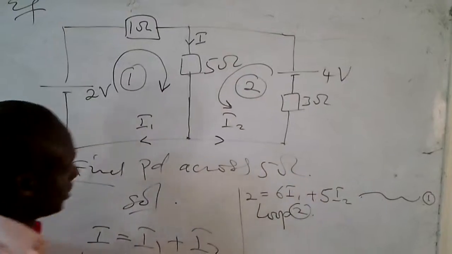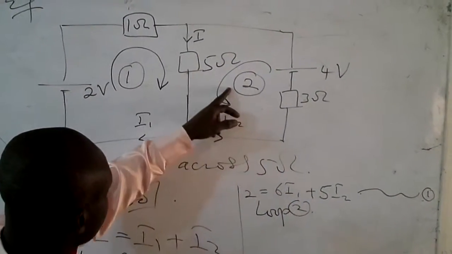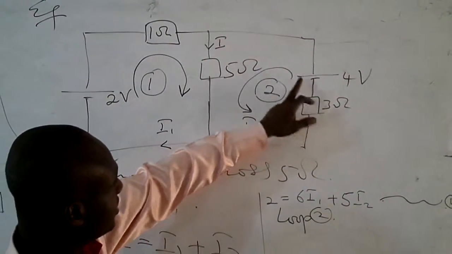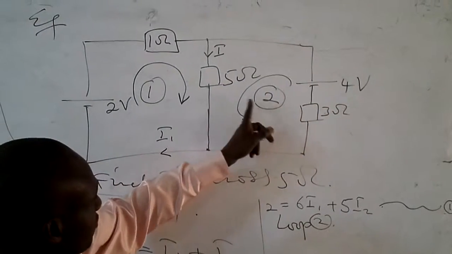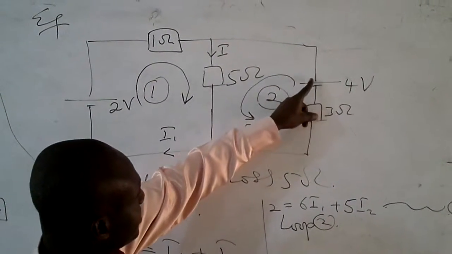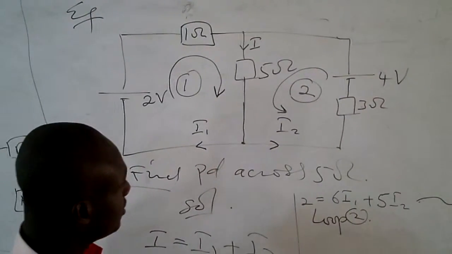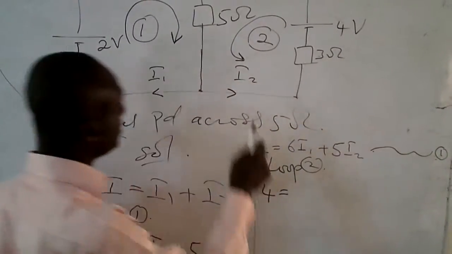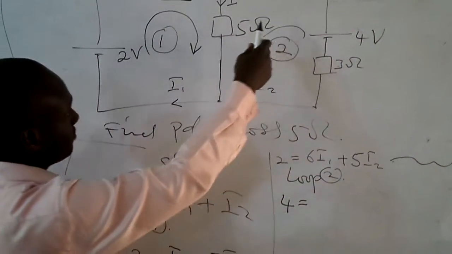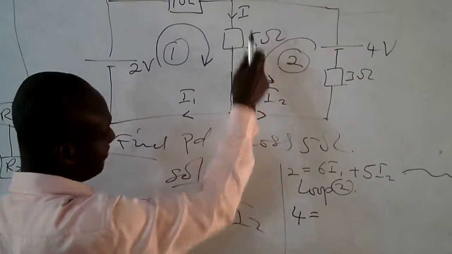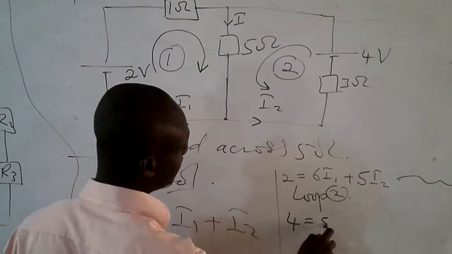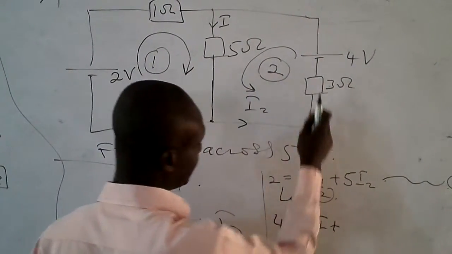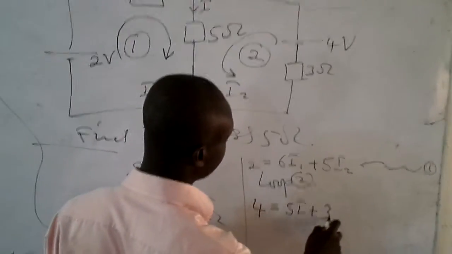Loop 2. Here too, we have given it a direction. The direction is given based on your own choice, then you obey the rules. When current leaves the positive terminal, you follow your direction. So the EMF, which is 4 volts, is positive, and will be equal to the PDs across that particular loop. Here we have I multiplied by 5, so the same thing, 5I, plus I2 will go through this 3 ohm resistor, so the PD across there will be 3 I2.